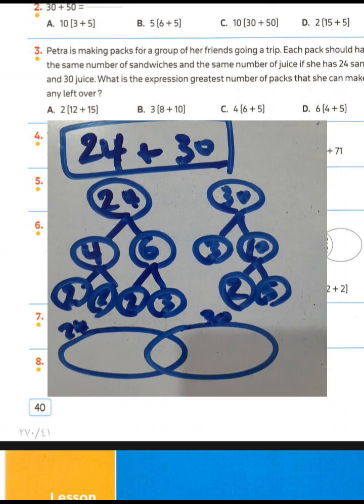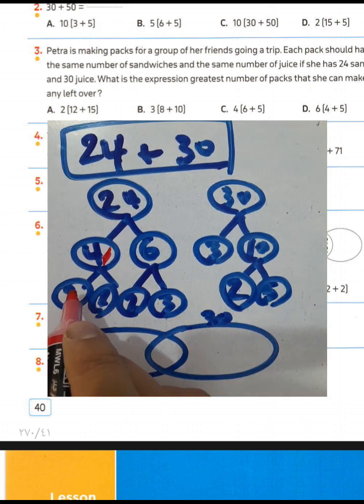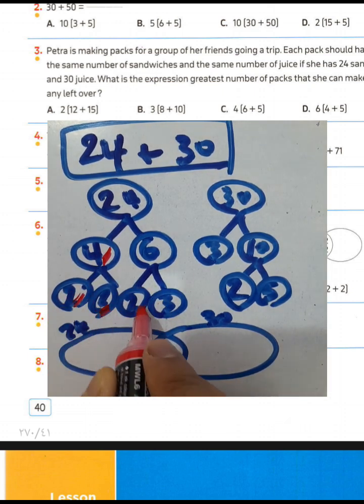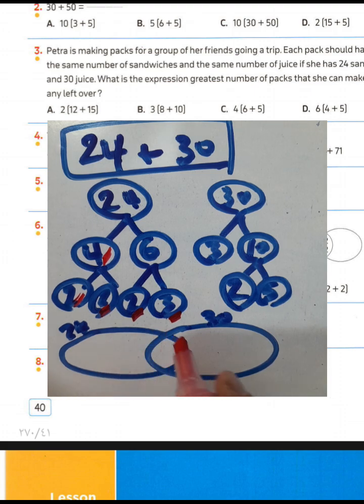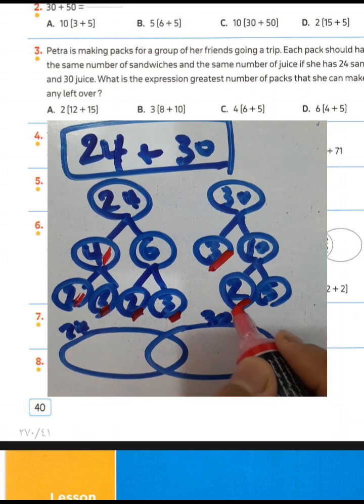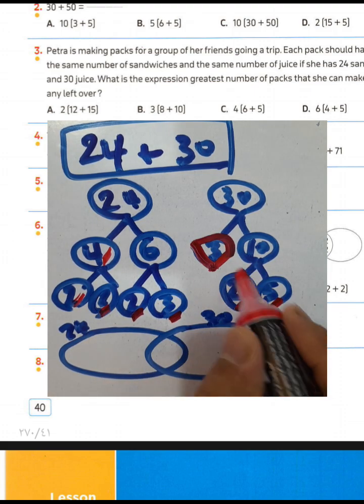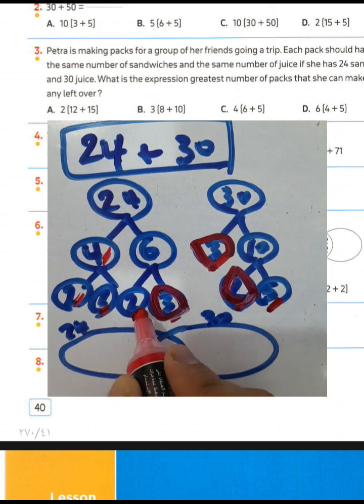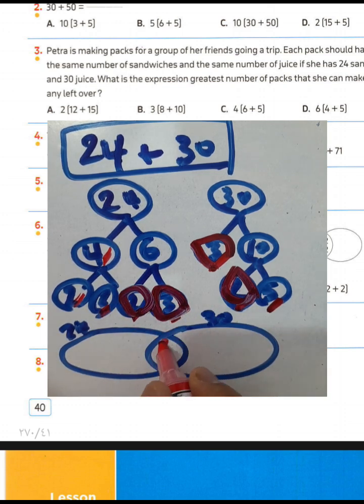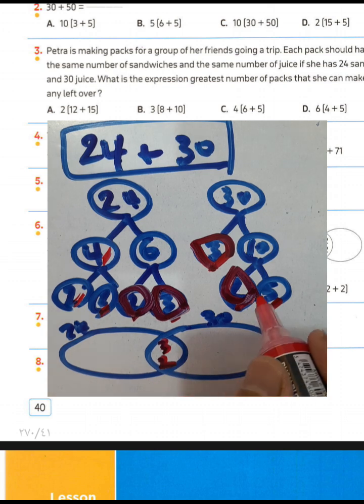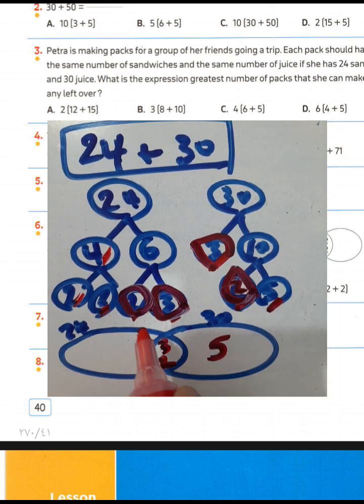The prime factors of 24 here equal what? 4, right? 2 and 2 and 2 and 3. And here 3 and 2 and 5. The common between them: 3 and 2. It's the common prime factor right here, 3 and 2. And the result here will be 5. Okay? And here are 2 and 3. The result will be here 2 and 2.